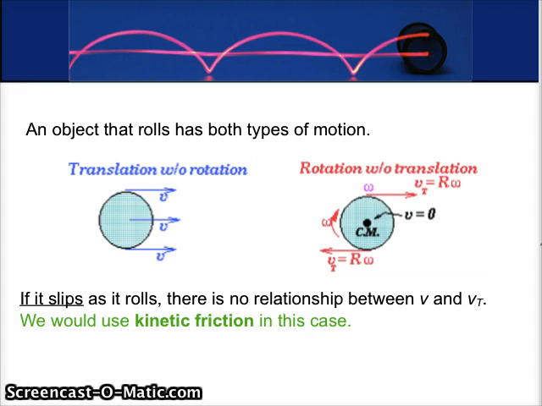If the object rolls, then it has both types of these motions. If it slips as it rolls, there is no specific connection or relationship between the v for translation and the v sub t for rotation. And we would use kinetic friction in this case. The wheel would be slipping, and so that would be a kinetic idea.